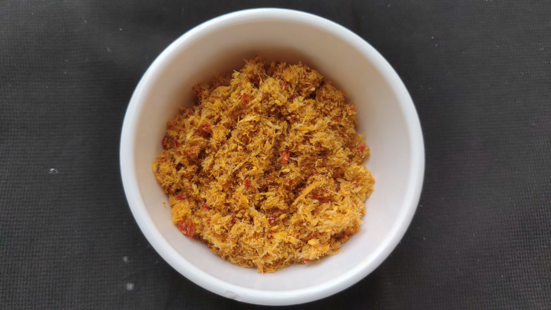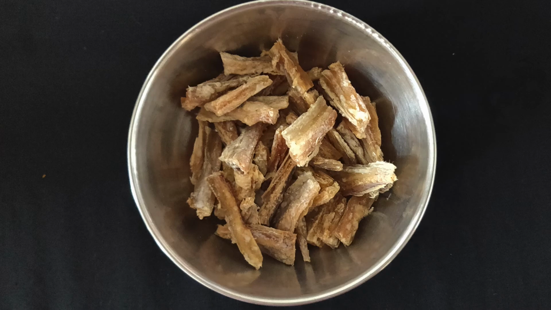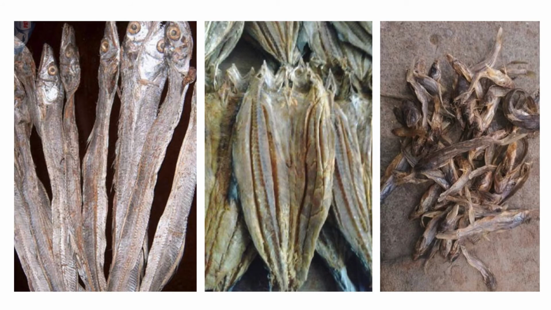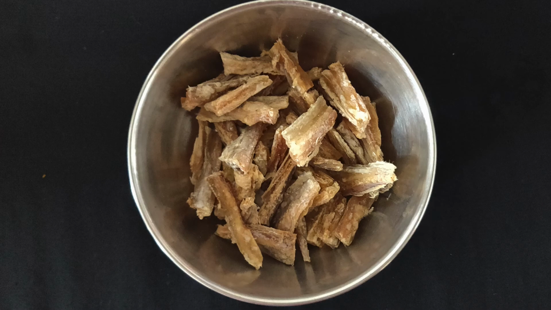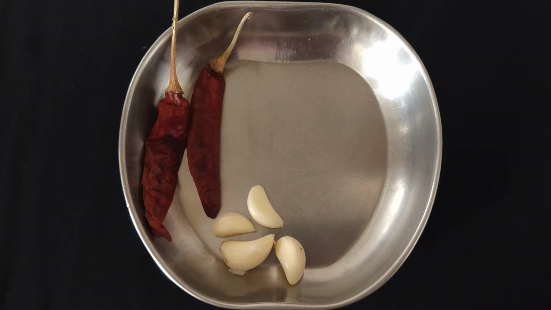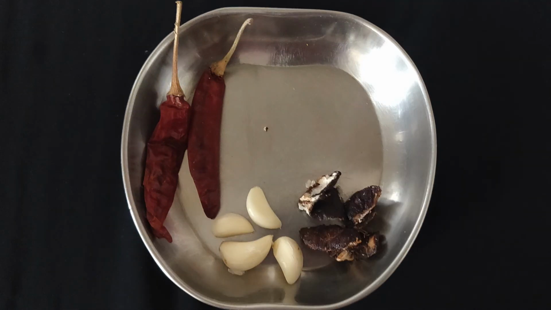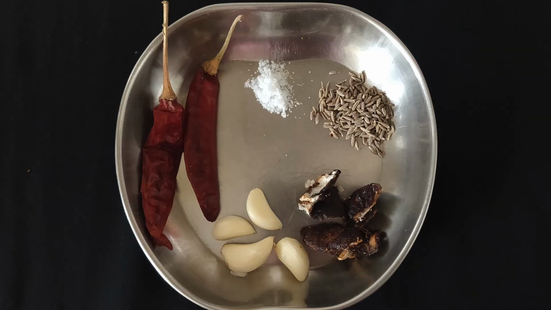The next recipe is dried fish powder. You will need 15 grams or about 1/4 cup of dried fish. Examples of some calcium-rich dried fishes are as follows: ribbon fish, kingfish, tengra fish, etc. For this recipe, we have used dried Bombay duck. Other ingredients required to make the powder are 1 to 2 red chili, 3 to 4 garlic pods, 1 lemon-sized tamarind, 1 teaspoon cumin seeds, and salt to taste.